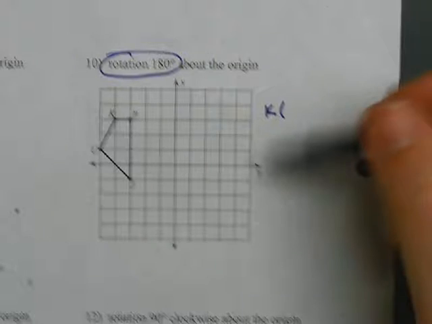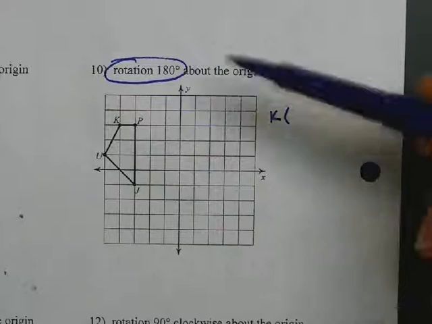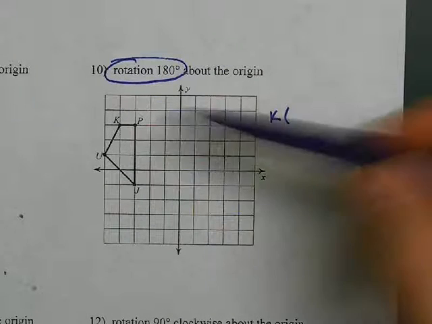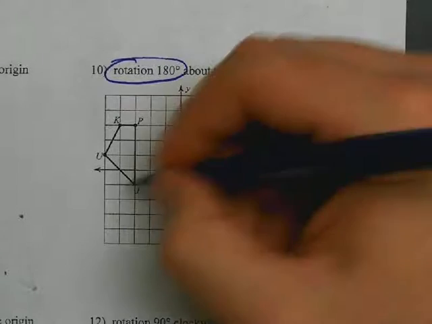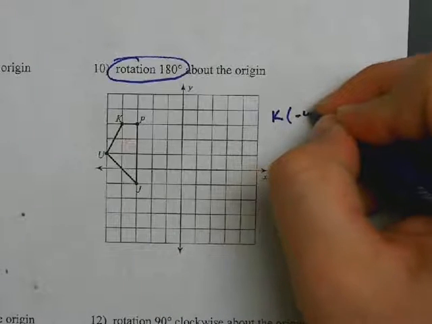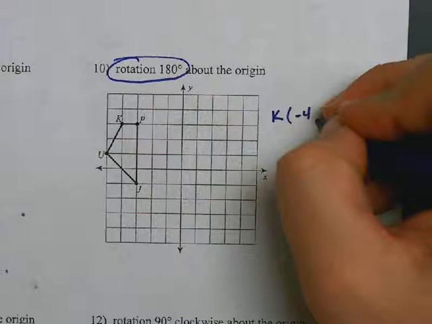And it really doesn't matter the order that you start. You can start with J, U. It doesn't matter. You just pick one and go. So starting with K. K is, the X is negative 4, and then you go up 1, 2, 3. So (-4, 3).